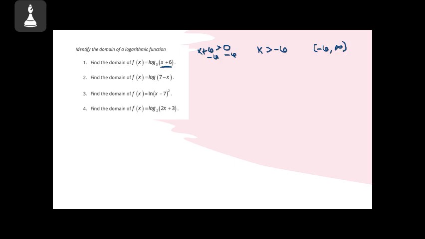I cannot include negative 6. It needs to be positive. It cannot be equal to 0, and it cannot be negative. That is why we do greater than 0, not greater than or equal to, just greater than.